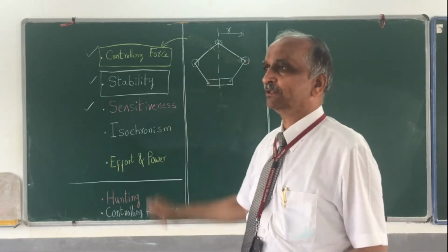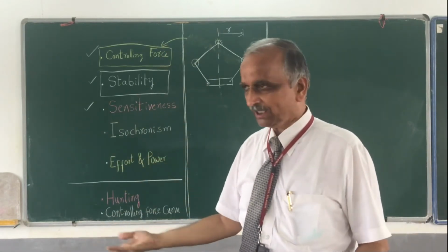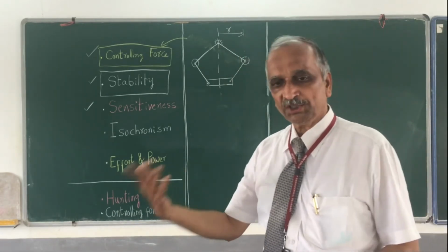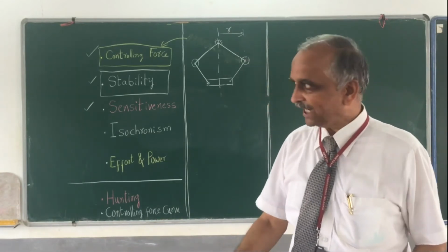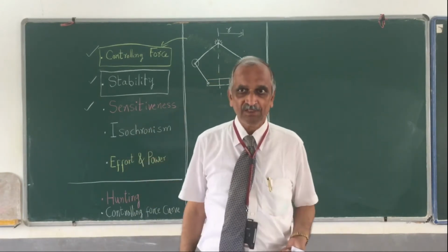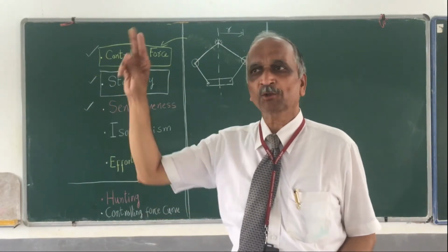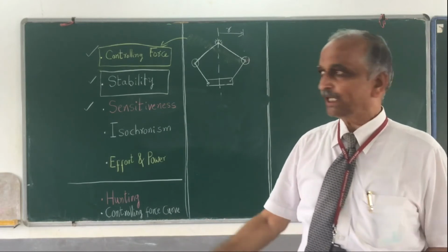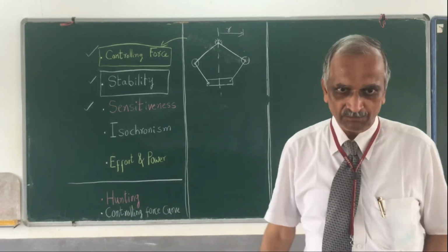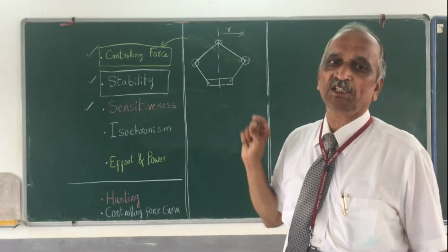This is also a term which is used to compare two governors. Every governor, if it has to work, has to be sensitive. Then I want to know which governor is more sensitive. Sensitiveness is a relative term, used to compare the performance of two governors. Suppose I have two governors, 1 and 2. A governor is said to be more sensitive if it undergoes larger sleeve movement for the same change in speed.